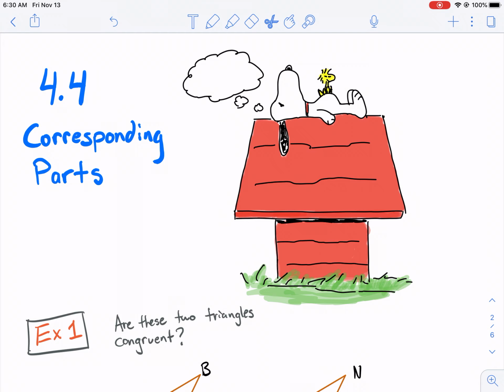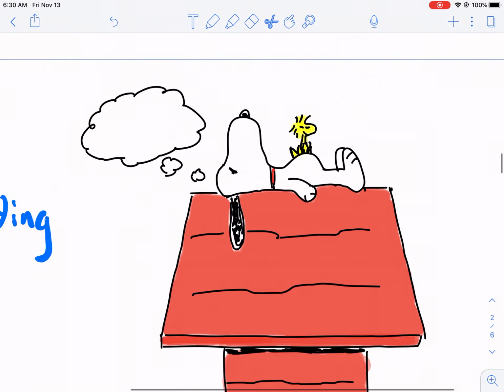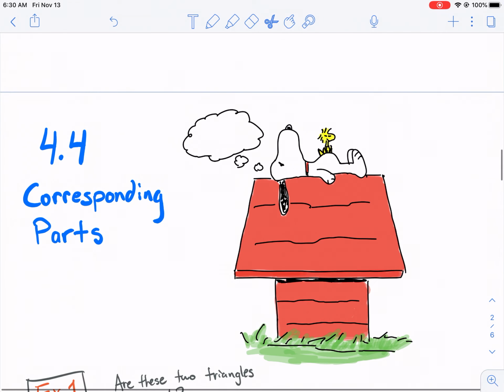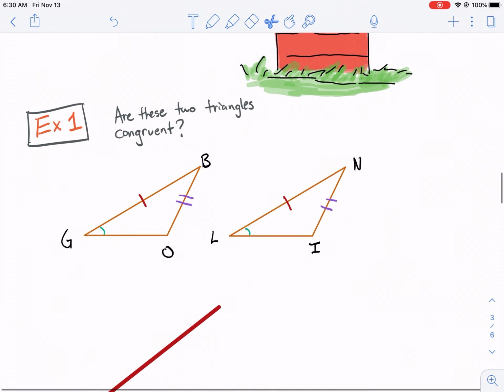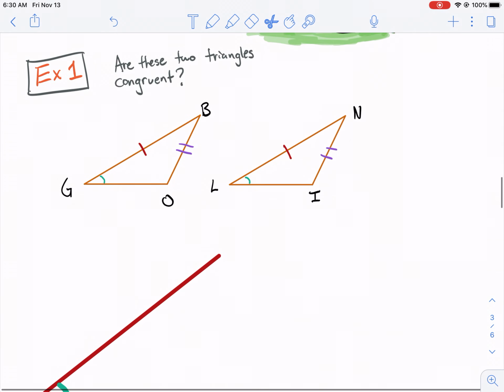Now, if you're following along with your notes, maybe fill in what Snoopy's thinking. What is he thinking today? Maybe he's thinking Happy Friday. Maybe he's thinking, why am I here? Maybe he's contemplating existence. I don't know. Whatever it is, go ahead and fill that in.